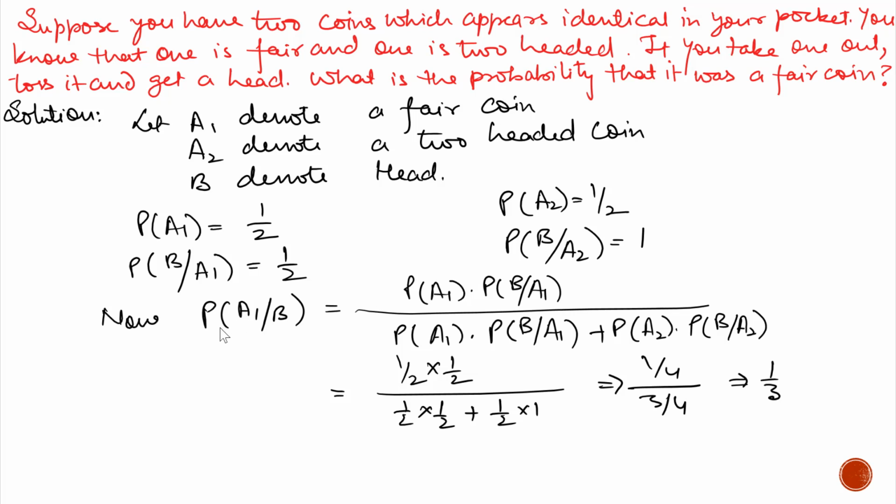Now we need to find out the probability of a fair coin when we throw a head. So we want to find the probability of A1 upon B, which equals probability of A1 into probability of B by A1 divided by probability of A1 into probability of B by A1 plus probability of A2 into probability of B by A2. By inserting the value of probability of A1, probability of A2, probability of B by A1, probability of B by A2, and after calculation we'll get the answer 1 by 3.